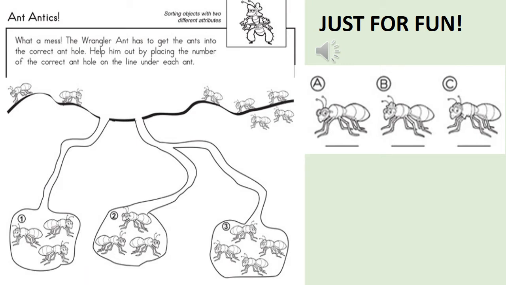So this task is just for fun. This is Ant Antics, and what a mess. The wrangler ant has to get the ants into the correct ant hole. You need to help him by placing the number of correct ants in the hole under the ant. So here we have A, B, C, 3 different ants. All we have to identify is where do they actually belong. Remember, it's just for fun.